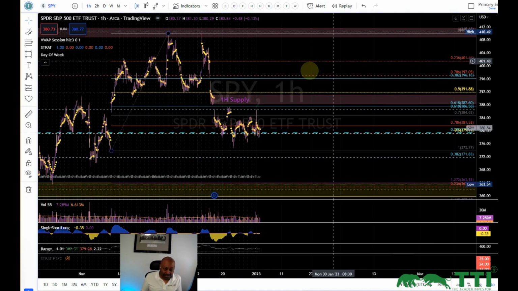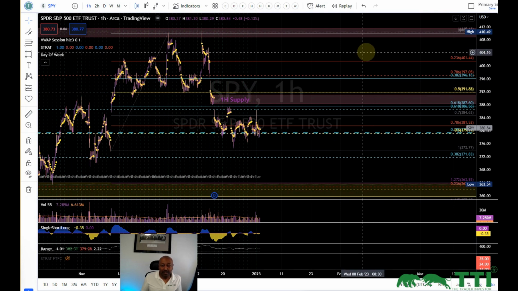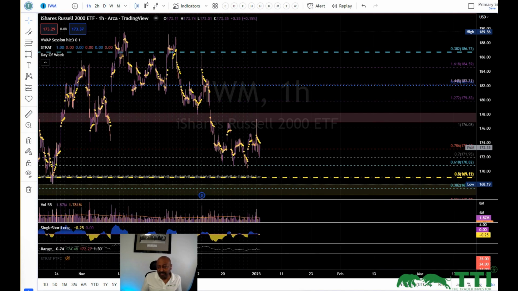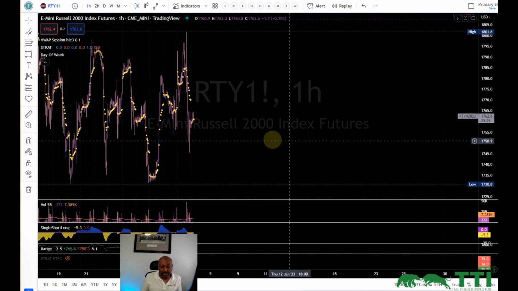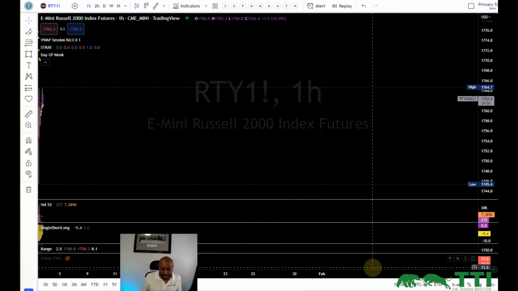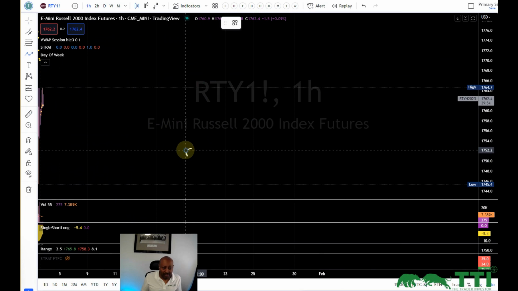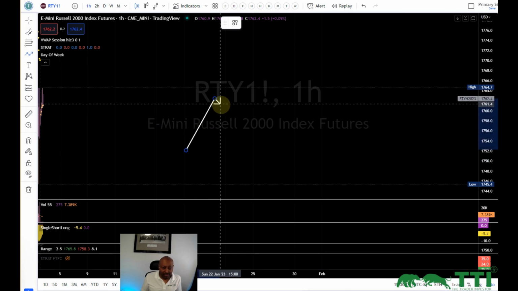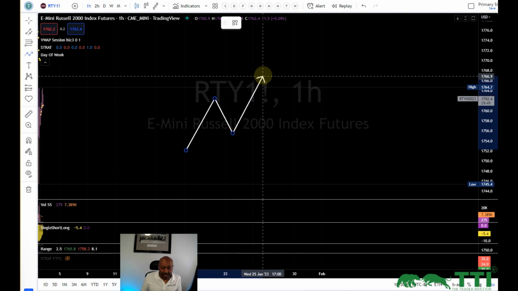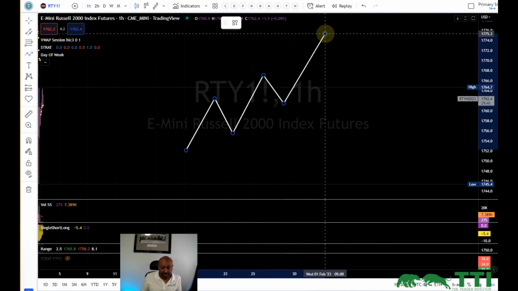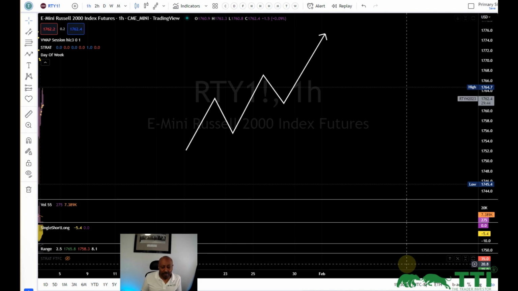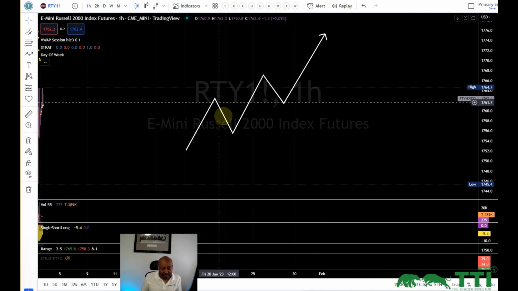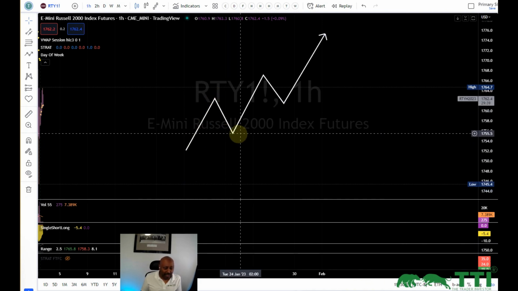So with that, let's go back to what I said in terms of how do you identify supply zone and demand zone. What you're looking for, for example, for a demand zone: price rises, it falls, it forms a higher low, and it rises again.